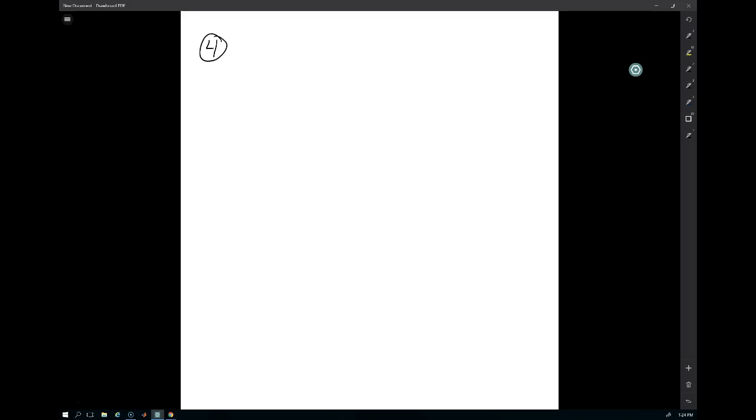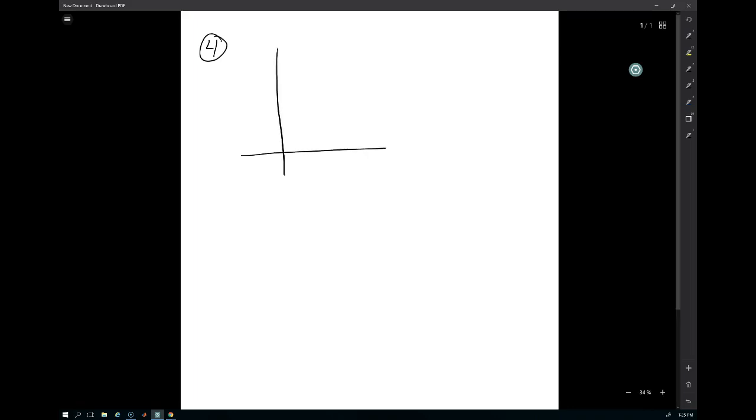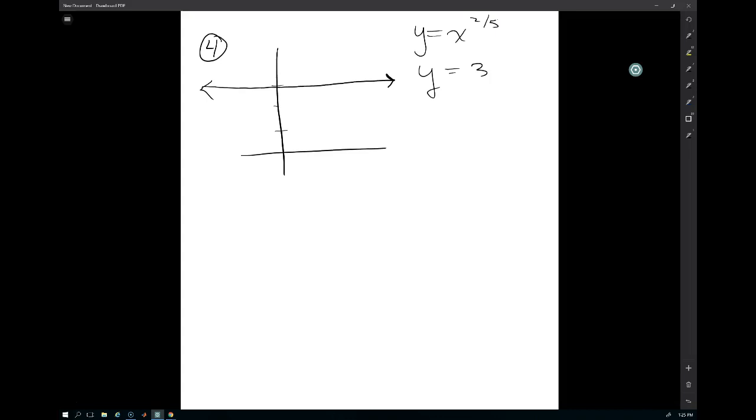In question number 4 on homework 2, you're asked to find the area of the region in the first quadrant bounded by y equals x to the 2/5 and y equals 3. So y equals 3 is just a horizontal line. And you can graph y equals x to the 2/5 on your graphing calculator, and you will see that it looks kind of like that. So we're talking about this region right here.